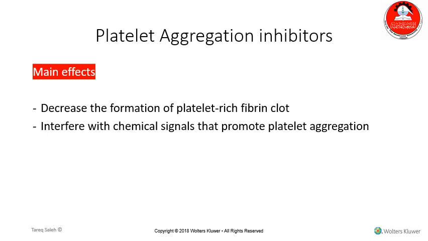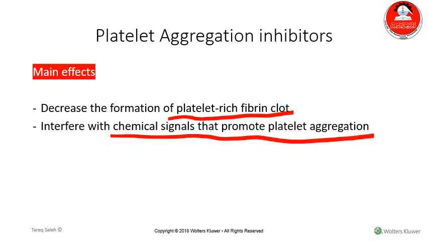The main effects of the platelet aggregation inhibitors is that they can decrease the formation of the platelet-rich fibrin clot that occurs during the formation of an unwanted thrombus, and they can interfere with the chemical signals that can promote platelet aggregations, resulting in the prevention of thrombus formation.